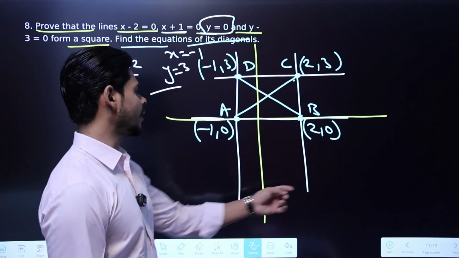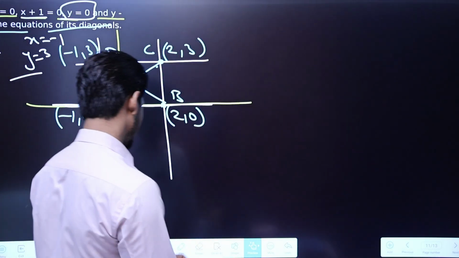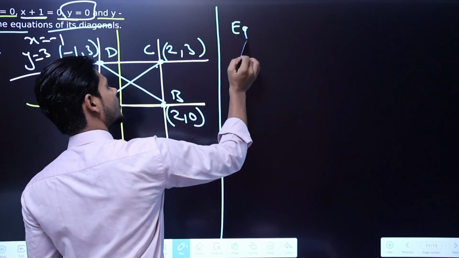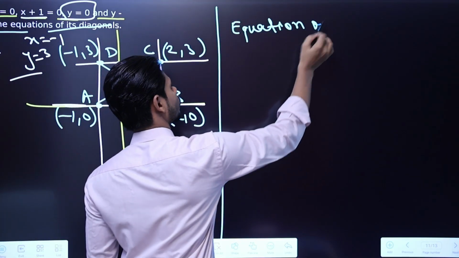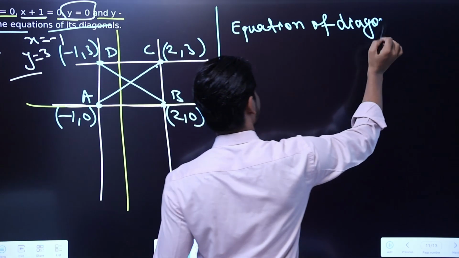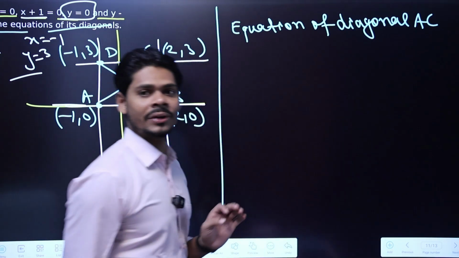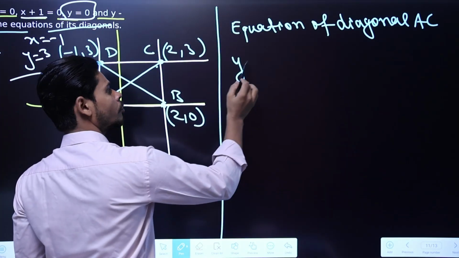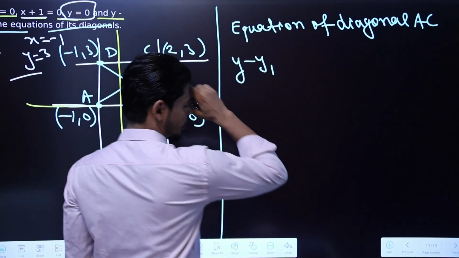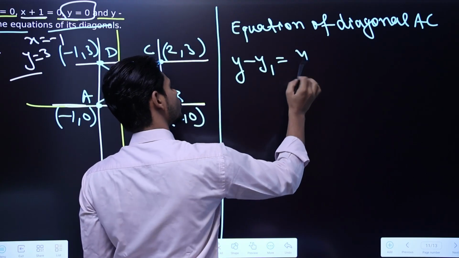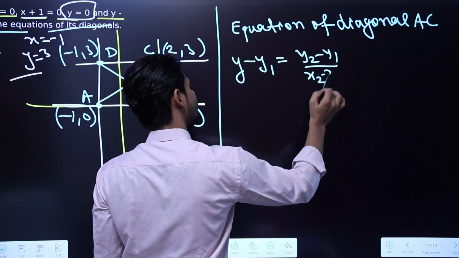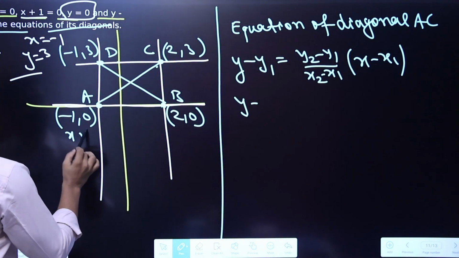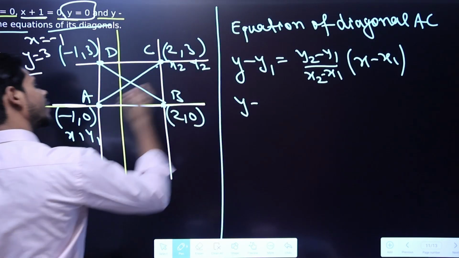Let's first find the equation of the diagonal. Let's say it is AC. Where is AC? This thing. Because we need 2 points, we will use the 2-point formula, right? The 2-point form: y minus y1 is equal to y2 minus y1 divided by x2 minus x1 times x minus x1. This is x1, y1, this is x2, y2. You can consider any one, right?